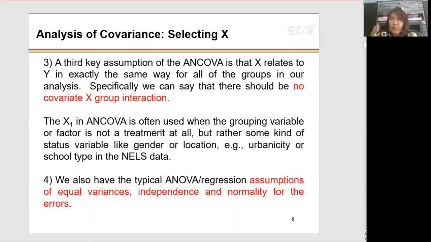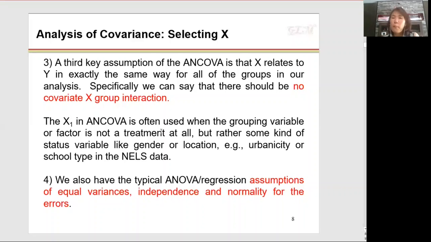But what if your covariate, private education cost, cannot be commonly shared by the three different groups? If you cannot have one common mean of the covariate for the three race ethnicity groups, ANCOVA is not working. So this assumption is especially important, otherwise the ANCOVA analysis is not valid. Also, we can say that there should be no covariate by group interaction.